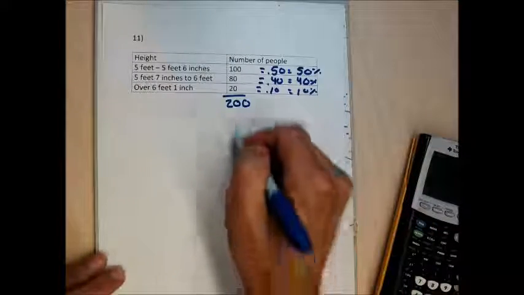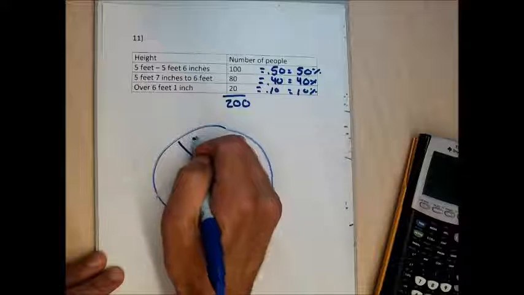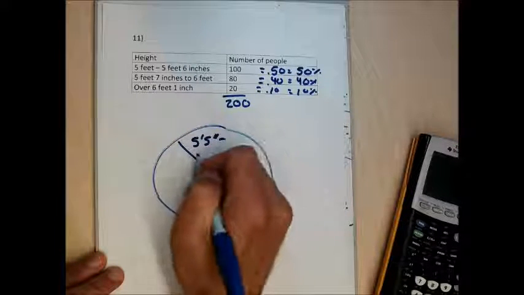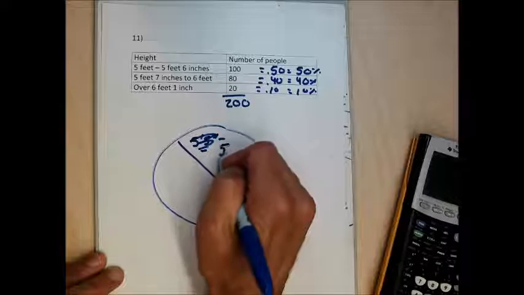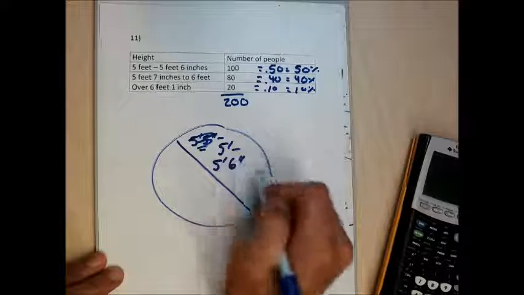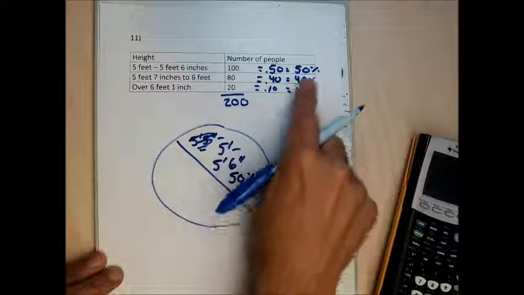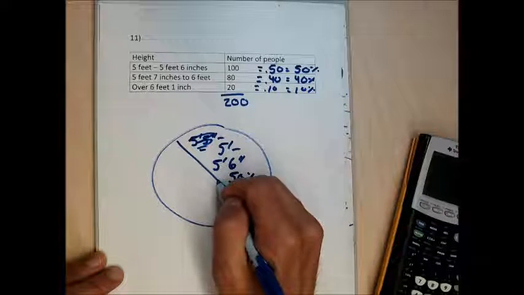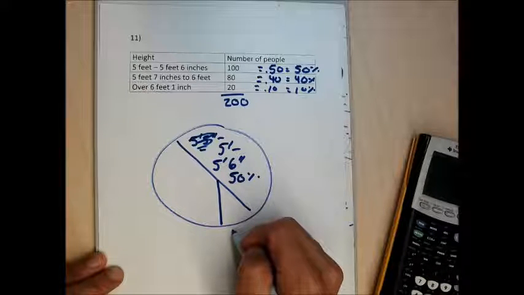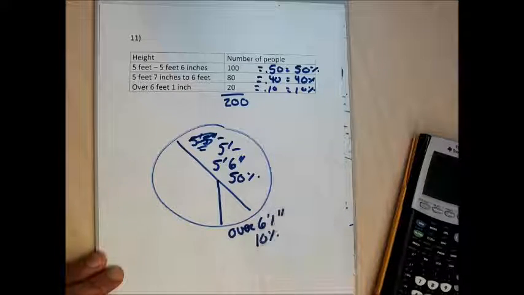When you go to draw your circle graph, somewhere you need to make a line for the top category, 5 feet through 5 feet 6 inches, and that's going to be 50%. That's the easy part. These aren't solid numbers. I need to make this the smaller of the pieces, so maybe I'll come down here and call this 10% for the over 6'1". And then the other one I would label 5'7" to 6 feet, 40%.